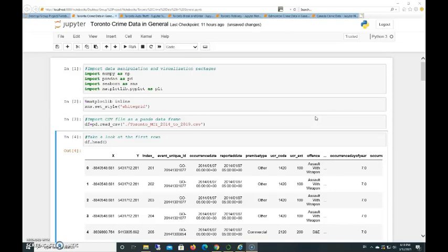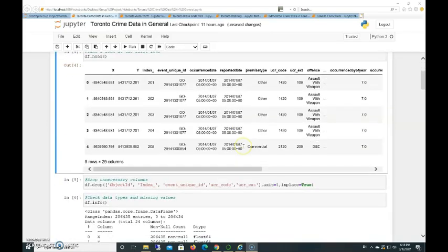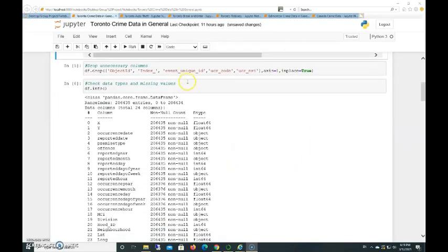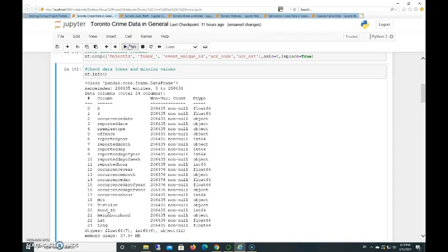Today I will focus on exploratory data analysis on Python. Here you can see this is the Toronto crime data in general. I import the data packages and the CSV file. I take a look at the first rows. I notice that the index here, as well as the event unit ID, is not relevant to us, so I drop some unnecessary columns. And I also check data types and the missing values.